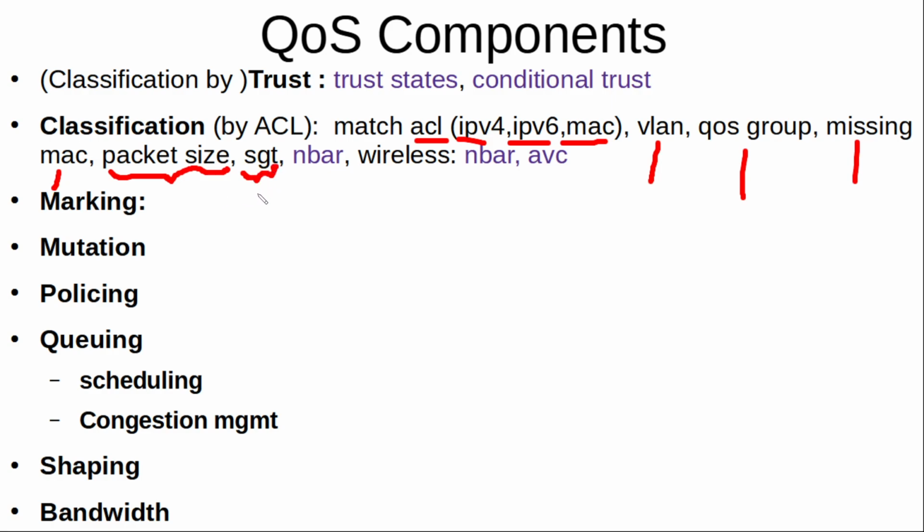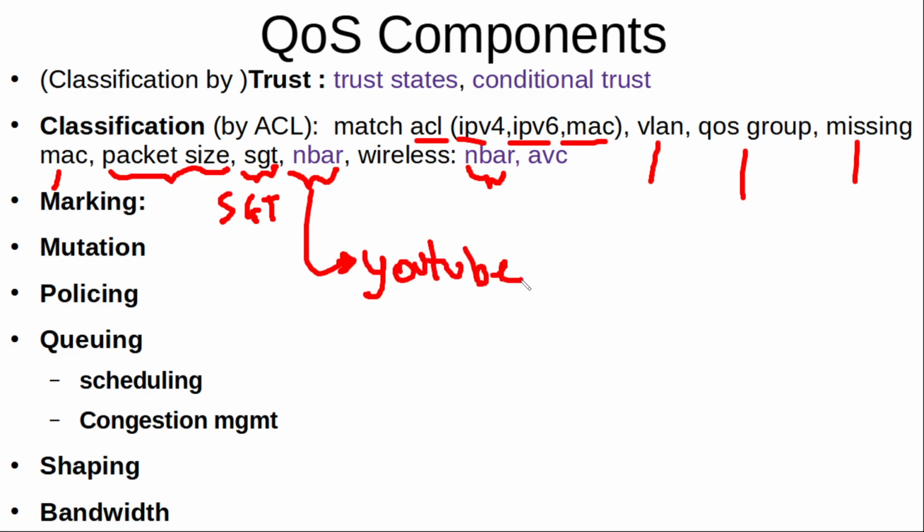Remember, scalable group tag from SD-Access. So we can match on a scalable group tag. And we can use a cool feature which is NBAR. With NBAR you can classify by using a protocol. For instance, you can say, I want to classify all the YouTube streaming. And that would be mainly impossible to do with a traditional ACL. So using NBAR is great. You can use NBAR also with wireless. And we have another technology, which is the evolution of NBAR, known as Application Visibility and Control.